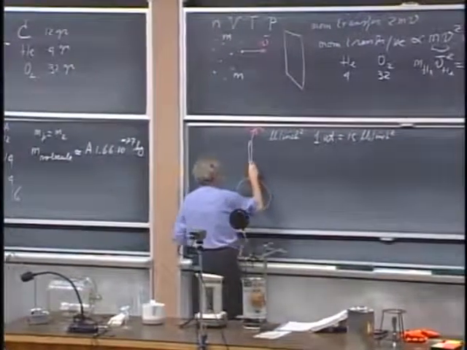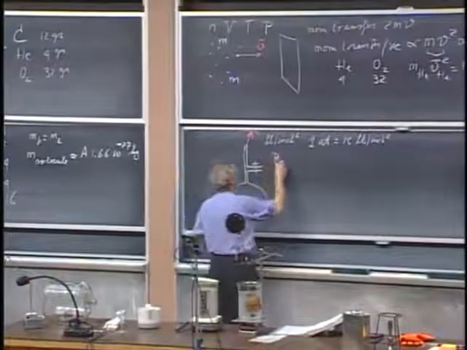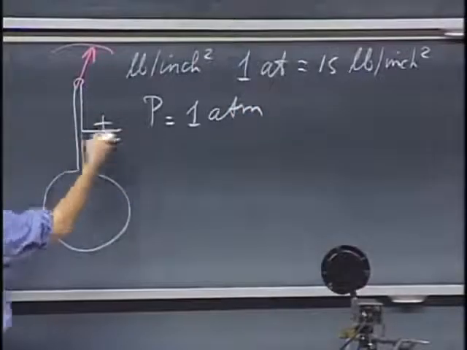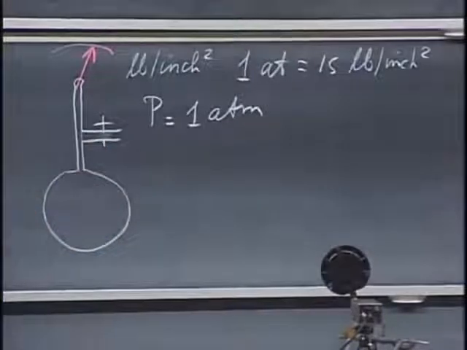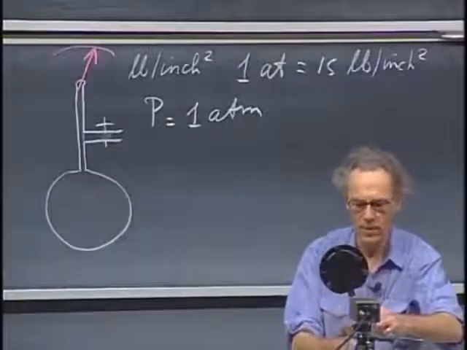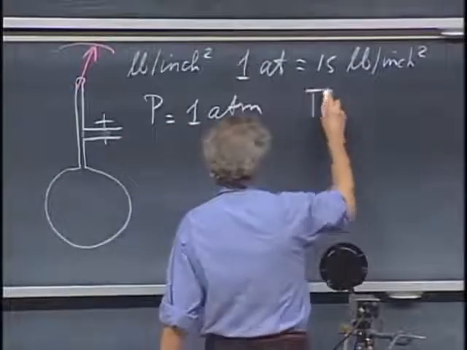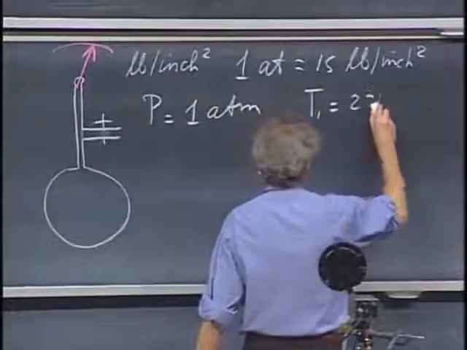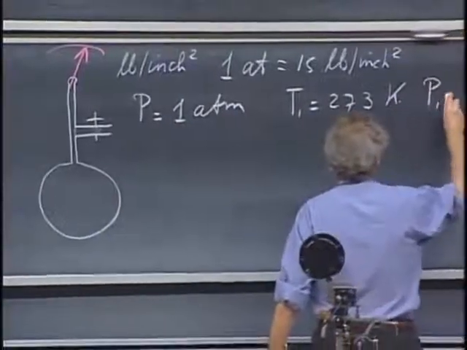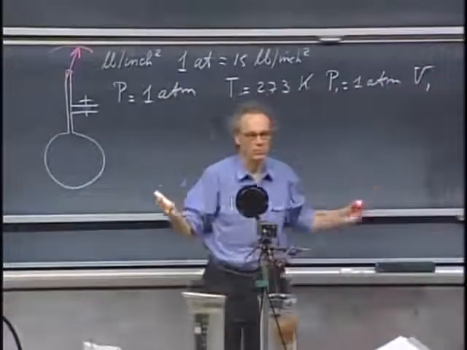This has a valve here, and I can connect it with the outside world. And when I do that, then the pressure is very close to 1 atmosphere, regardless of what the temperature is here, because it's connected to the universe, so the pressure in here will then be 1 atmosphere. And that's the situation that we have now. This valve is open, and it is in melting ice. And so melting ice, T1, is 273 degrees Kelvin. P1 is 1 atmosphere, and V1 is some value that I don't know.